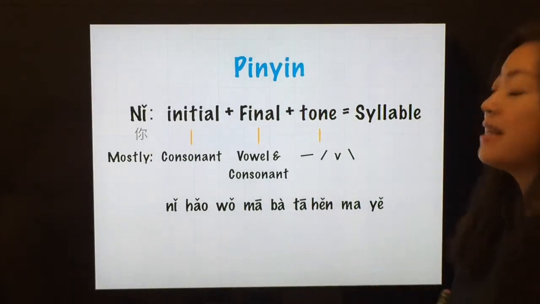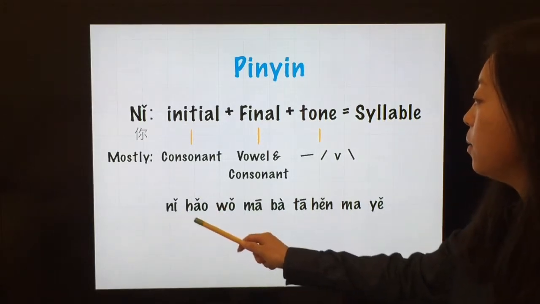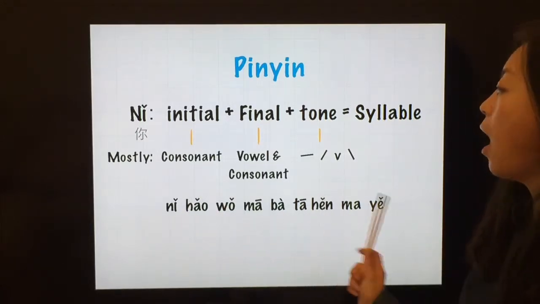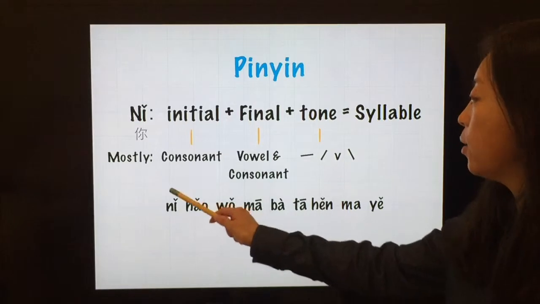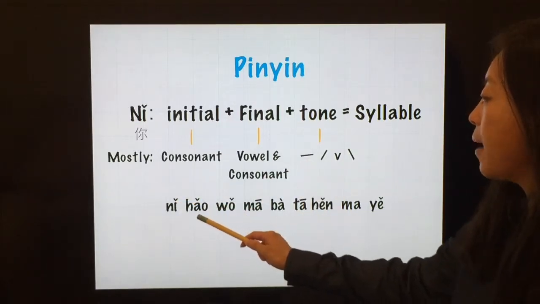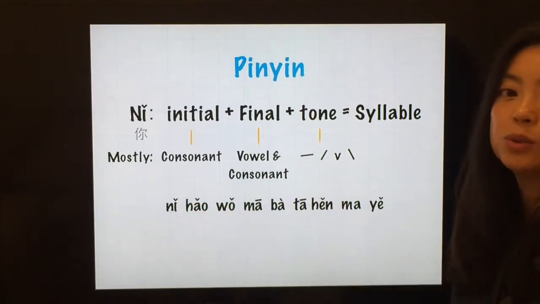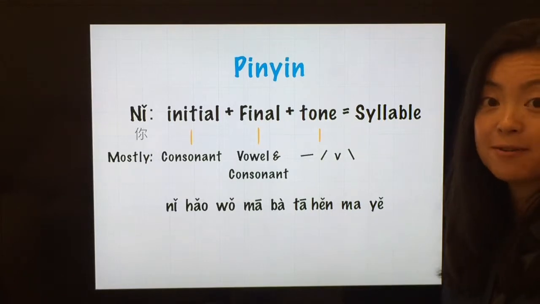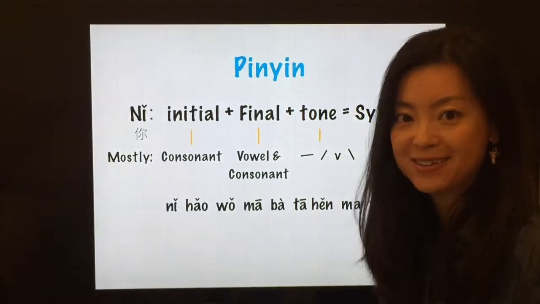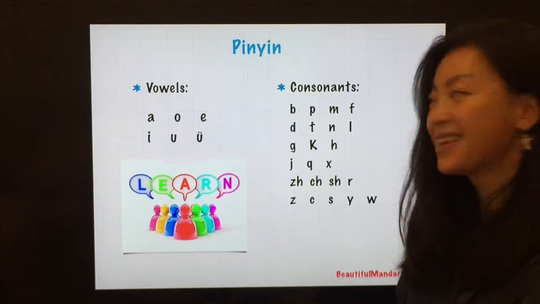Those are the examples. This is 1 syllable, 1 syllable, 1 syllable. You can see they all have initial, final, and tones. And sometimes you see the finals could be 2 letters. We call those kinds of finals compound finals. Let's learn how to read them.